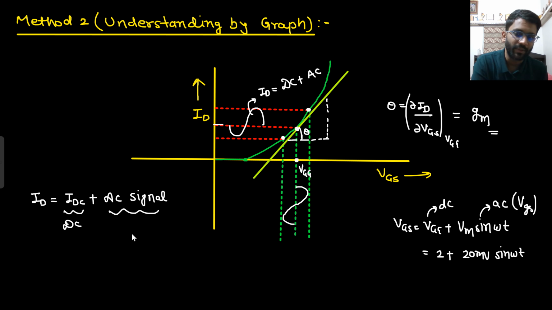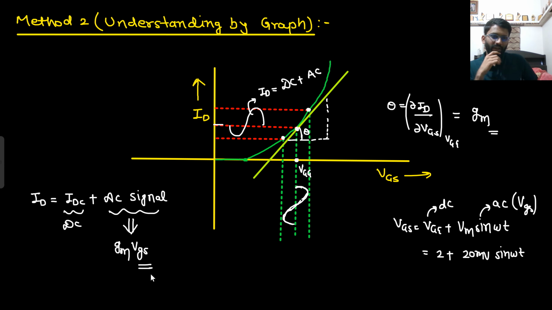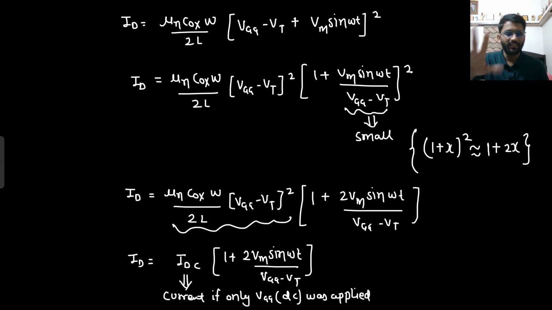So this AC signal would be GM into this small VGS. You find the slope and then you multiply this magnitude. This is your VGS. You found the slope and you multiply with VGS. That will give you the AC output. Are you getting this point? And this we call small ID. If you did not understand this analysis, there is no need to worry. This analysis is also good enough.